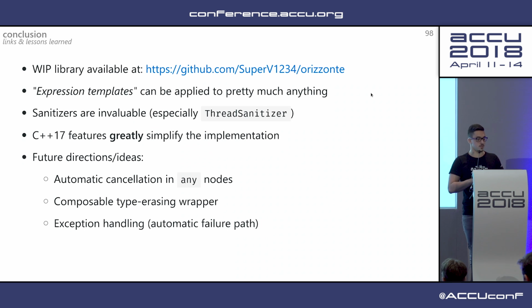And sanitizers are invaluable, especially thread sanitizer. I've ripped my hair out multiple times trying to figure out why something had a very weird data race that happened once in a blue moon, but thread sanitizer always was right and told me where to look. It's really great. And C++17 features greatly simplified implementation. Things like class template argument deduction, fold expressions, and even minor things like if constexpr, they can really make the implementation of something that's very reliant on templates easy to read and easy to write.